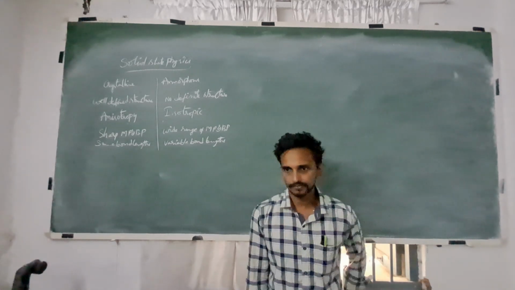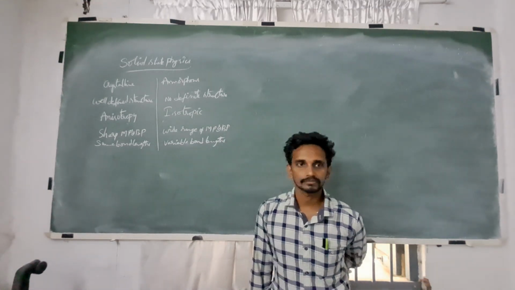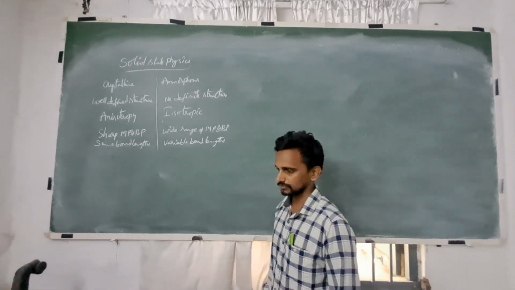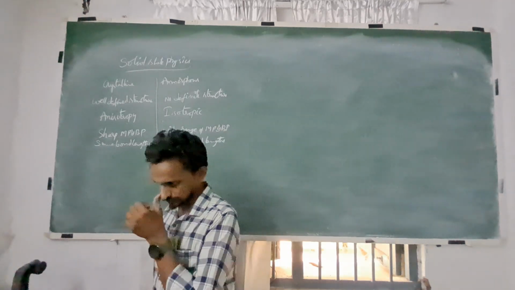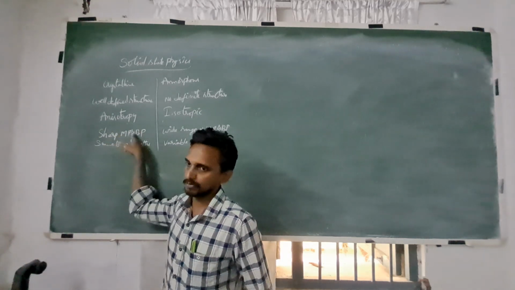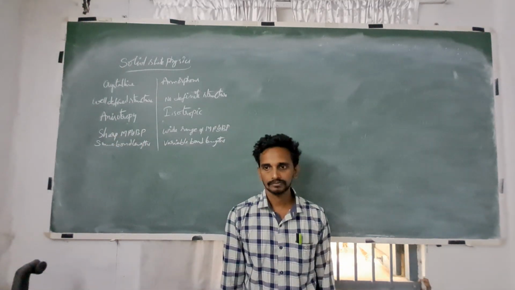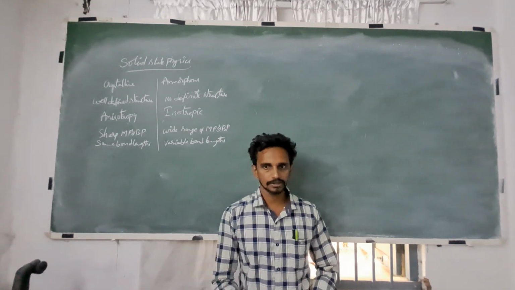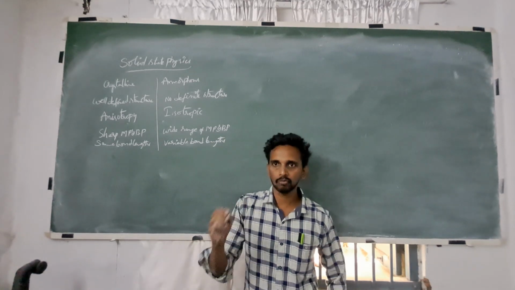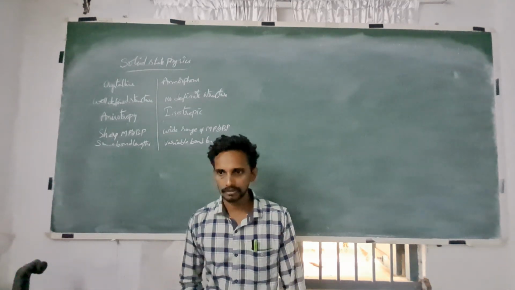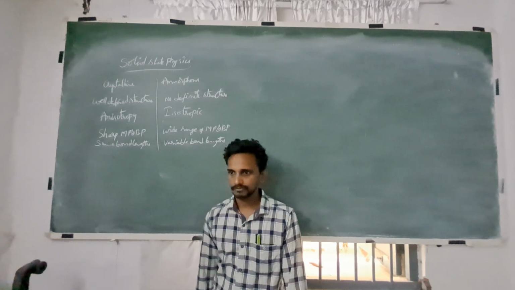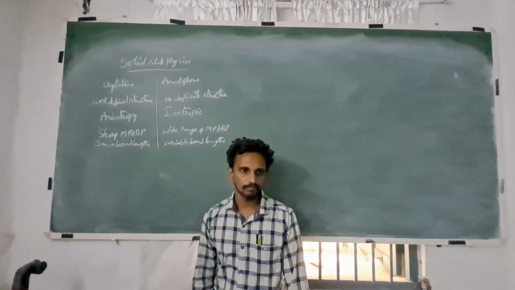Bond length is the separation between two atoms. That is the reason why they have sharp melting and boiling points. So bond dissociation energy will remain same. Suppose that one bond breaks at 90 degrees centigrade, all bonds will break at 90 degrees centigrade. So entire material melts at 90.